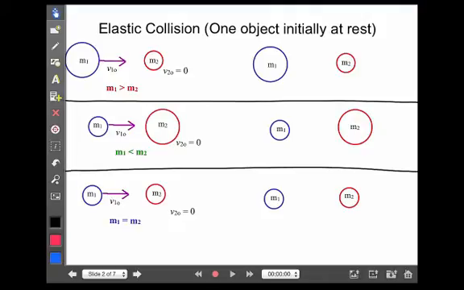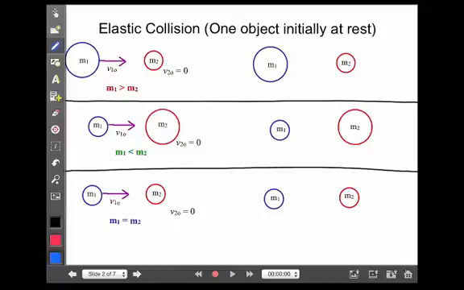We're going to look at three different scenarios taking an elastic collision where one object will be in motion and the other object will be at rest initially. So in our first one, we have a very large object moving along and it's going to hit a much smaller object that is stationary at rest. And what would the results be?